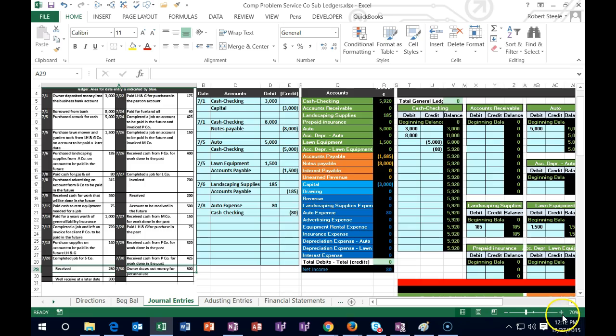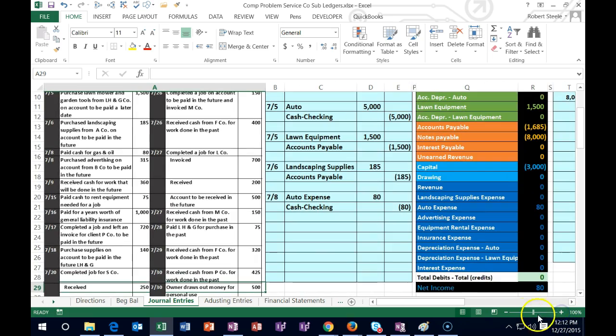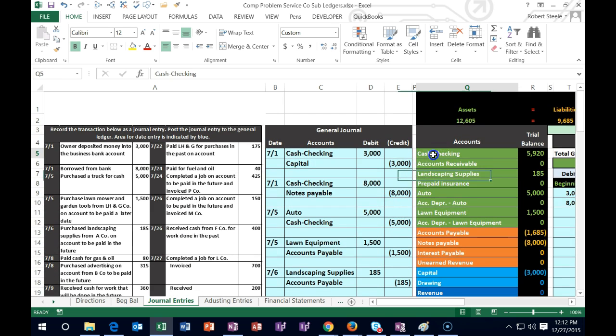All right, let's make this large again. Go to the next transaction, back up to 100. And we are now on, once again, 7-8 again, I would think. 7-8 again. And we purchased advertising on account from B company to be paid in the future. We purchased advertising. All right, so is cash affected? No, we purchased it to be paid in the future.